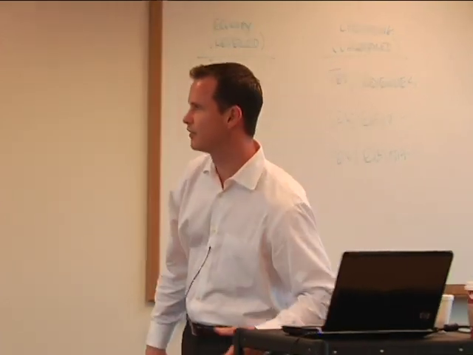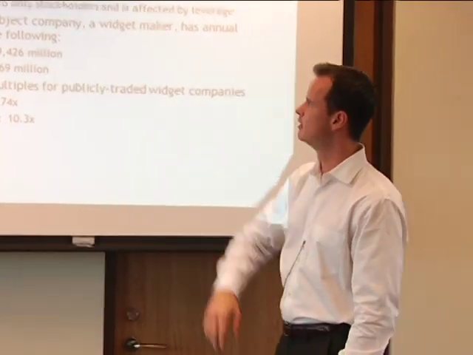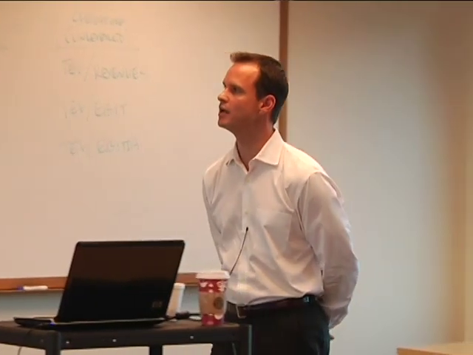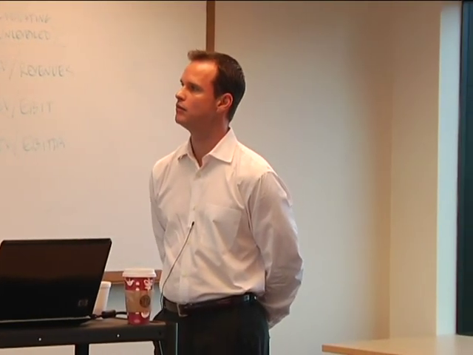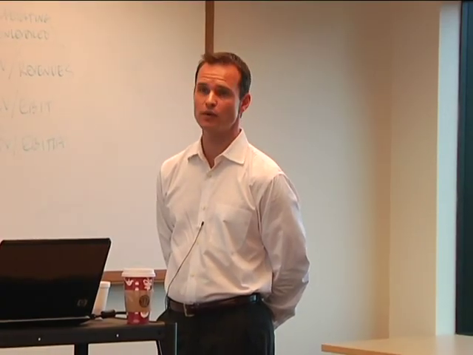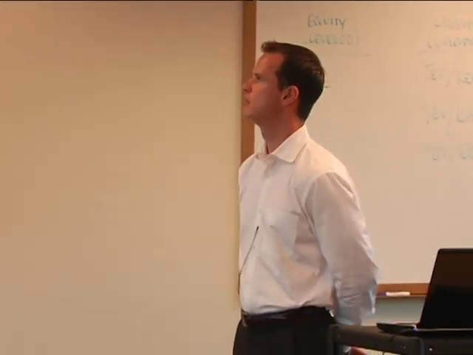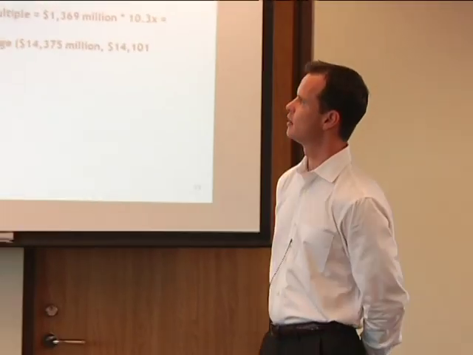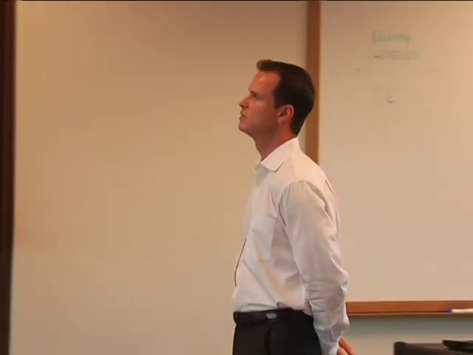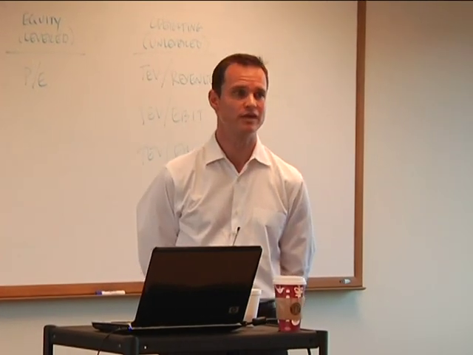Okay, so if we've got another example here, kind of using some of the same numbers. If we know that this company A has 19.4 billion of revenues, 1.4 billion of EBITDA, and we know that the average trading multiples for companies in this industry, 0.74x revenues, 10.3x EBITDA, we can do some math. Calculate enterprise value using the revenue multiple, enterprise value using an EBITDA multiple, and in this case we average the two to come up to a value of 14.2 billion.